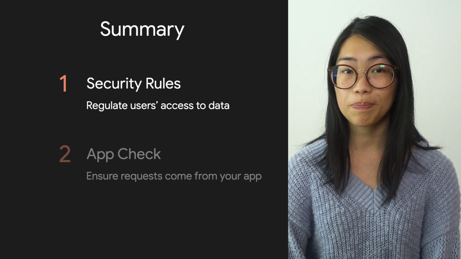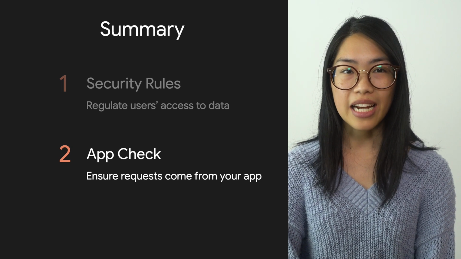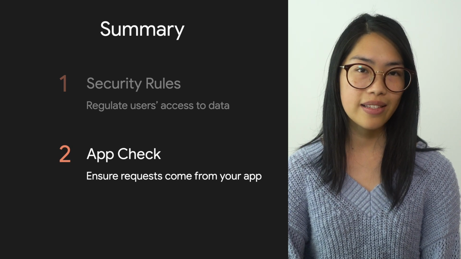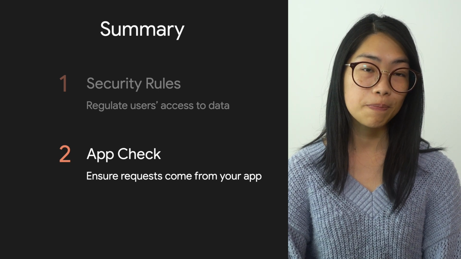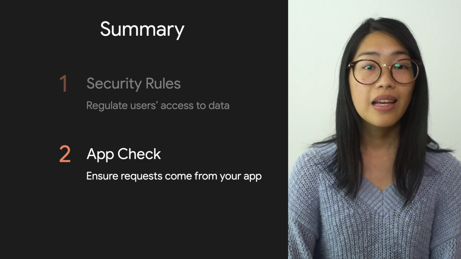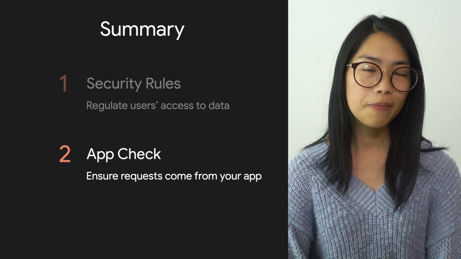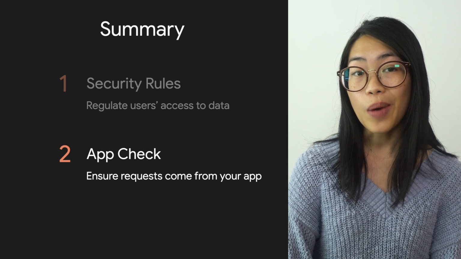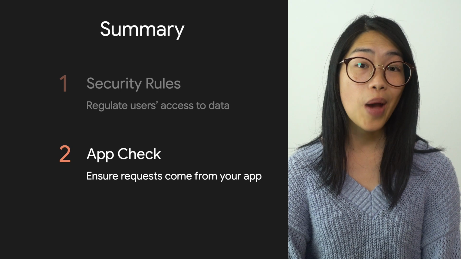AppCheck has a different goal. Its purpose is to protect your backend from any unwanted requests. This protects you from nasty surprises at the end of the billing period. By enforcing AppCheck, you block all requests that don't come from your genuine app. When building a new app, you should turn on AppCheck as soon as possible, preferably before you have real users.